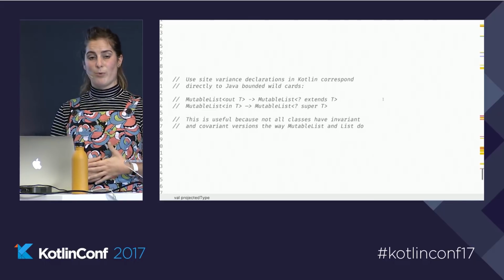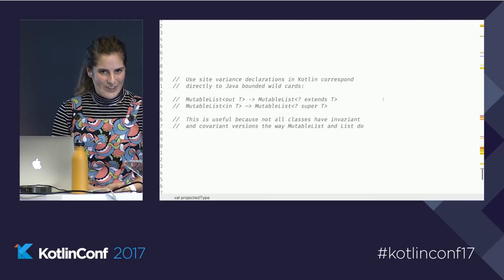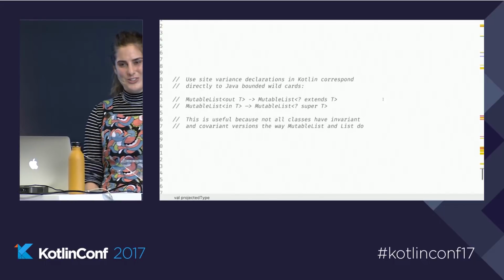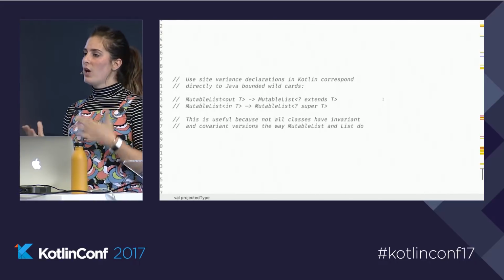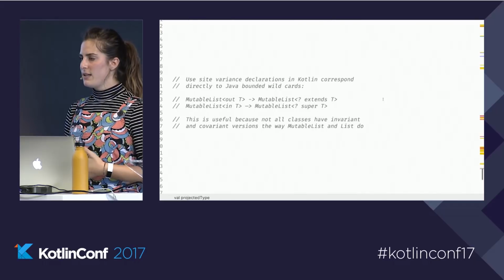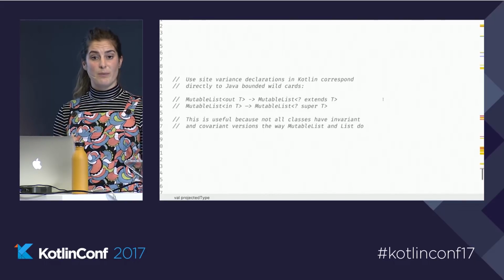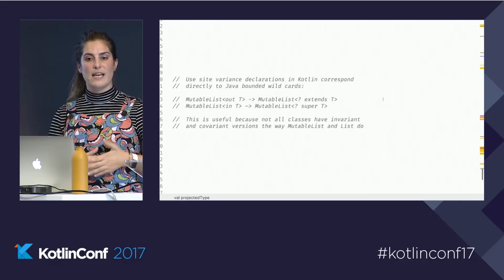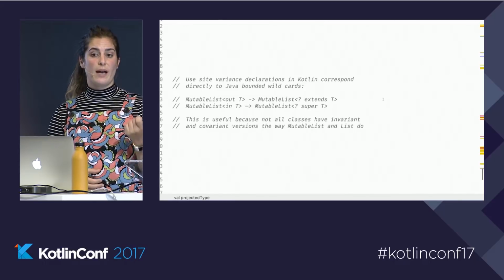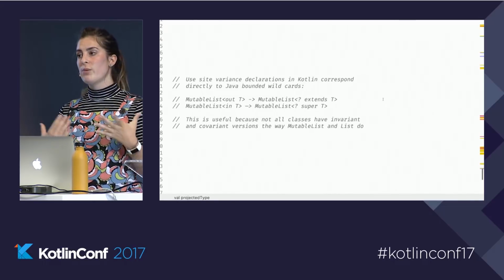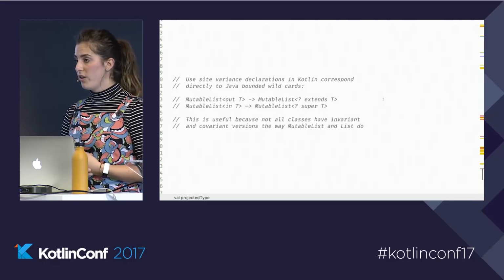Again, to drive home the point, JetBrains isn't going to do all the work for us. Neither is Google, unfortunately. And what that means is that you're not always going to get these really handy collections shipped to you, like mutable list and list, which are two different variants of the same collection type, but one has that out projection on it. And so you might need to make your own, because they're not all there for you.